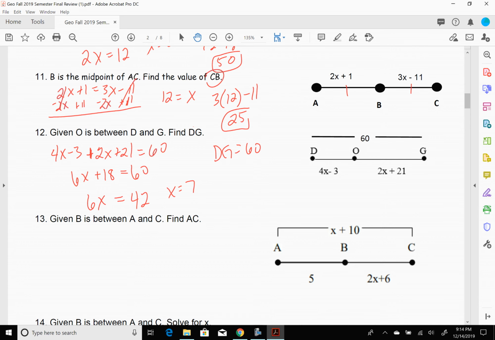But let's say we wanted to find one of the other parts. All you'd have to do is plug in your x here. So like this one would be 4 times 7 minus 3. So 28 minus 3, that'd be 25. And then over here, you'd have 2 times 7 plus 21. So 21 plus 14 would be 35.